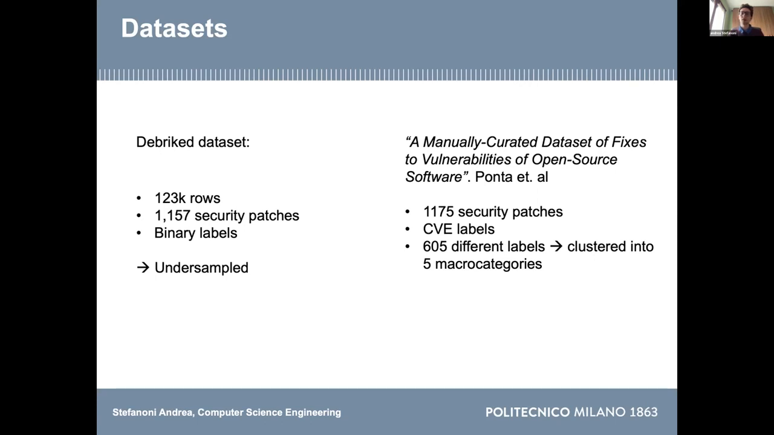The other dataset is the one published by Ponta in the paper, a manually created dataset of fixes of vulnerabilities in open source software. It contains roughly the same number of security patches, but it is a multi-label classification with the CVE label. Since there were too many labels with respect to the available data, we clustered them in 5 macro categories, leveraging the hierarchical structure of these labels.